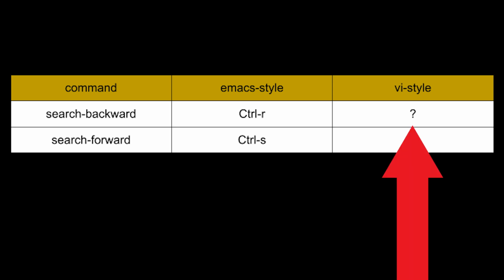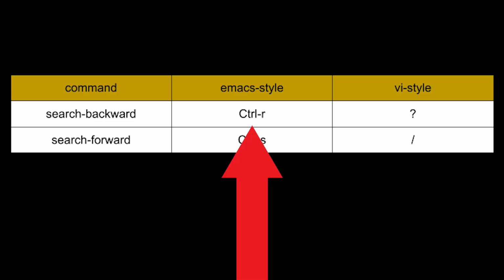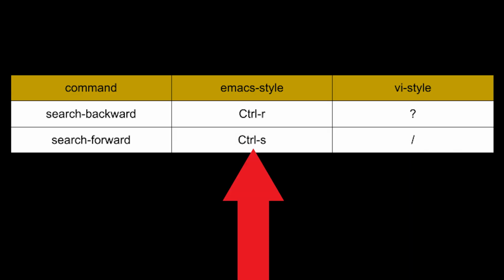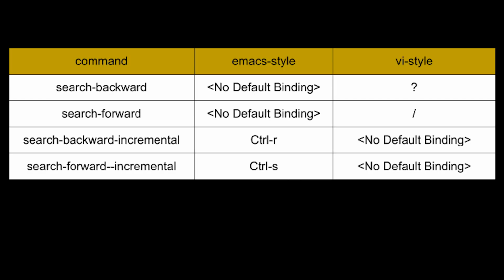The question mark is mapped to search backwards, like it says here, but Control R is mapped to a similar command called search backward incremental. Likewise, the / is mapped to search forward, but Control S is actually mapped to search forward incremental. I only listed those two originally for simplicity, when technically it should be like this. Now, for all practical purposes, they both pretty much do the same thing. You just don't get that fancy highlighting as you type.